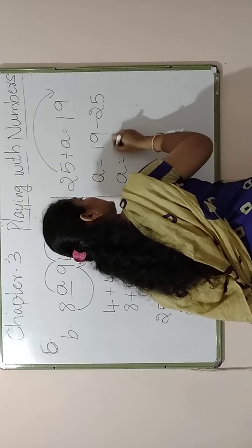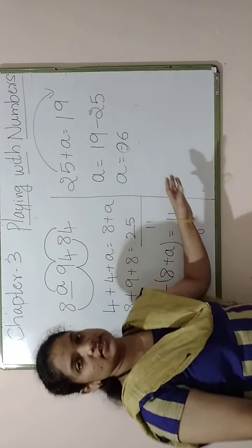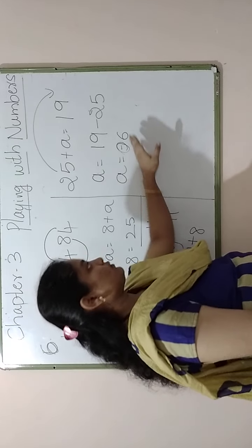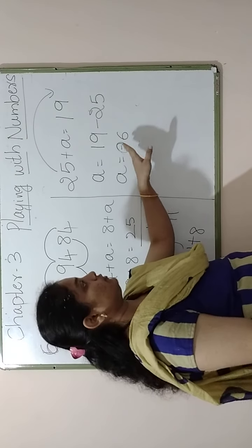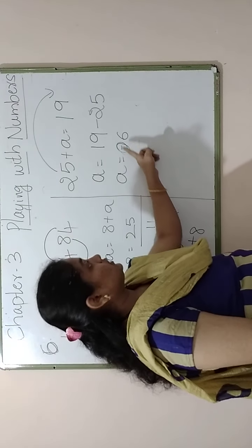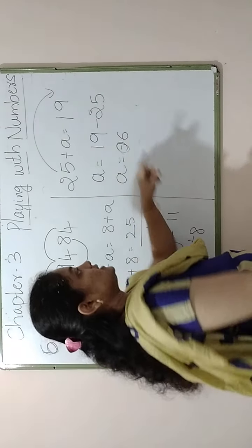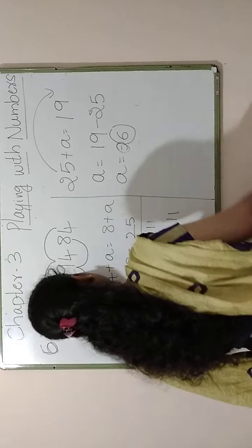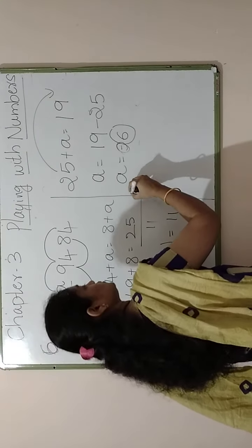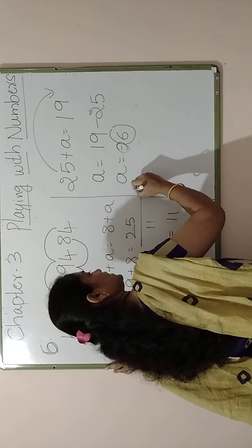Don't consider the sign here. Sign is just a thing and don't consider the sign. What we got is a is equal to 6. So we got minus 6, don't consider the sign. So a is equal to 6. Okay, let us apply this 6 in this problem and check whether this is correct or not. Okay, so what we got is 6, right?